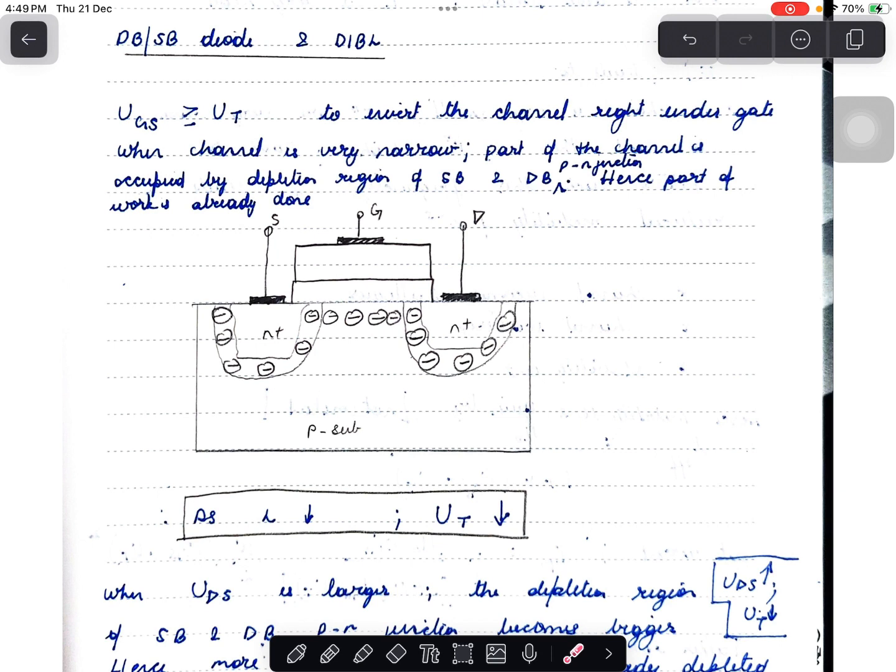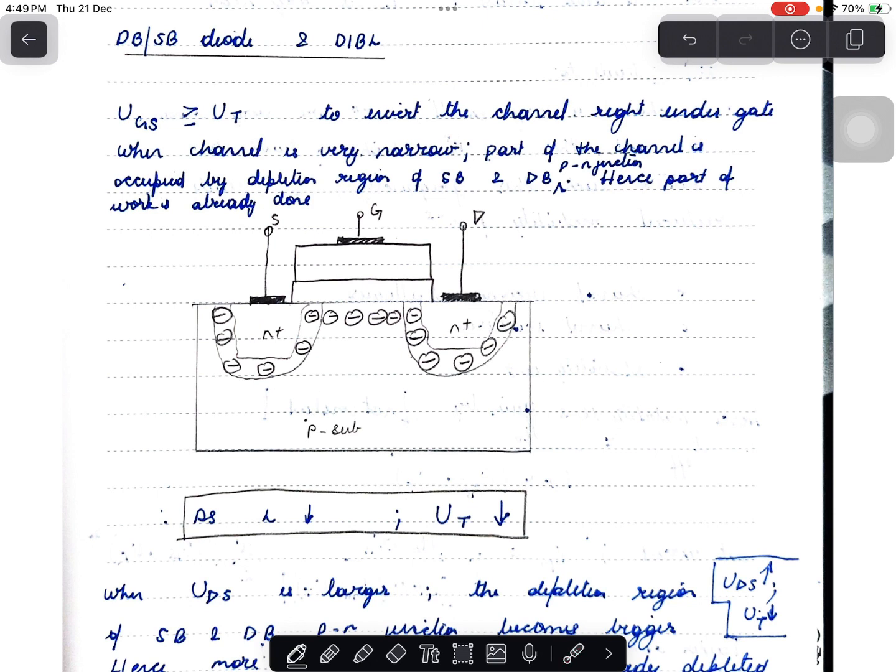We know that when VGS voltage is greater than the threshold voltage, the channel under the gate is inverted. When the channel is very narrow, that is, the length of the channel is less than 1 micrometer, part of the channel is already occupied by the depletion region of the source to bulk and the drain to bulk diodes.